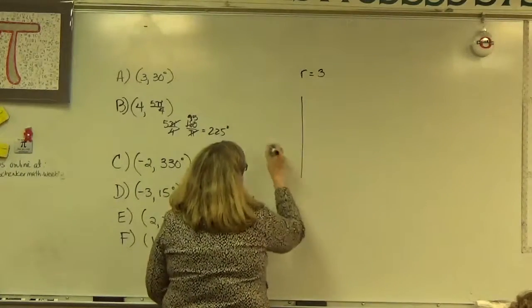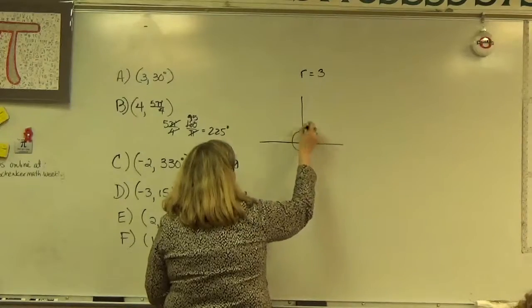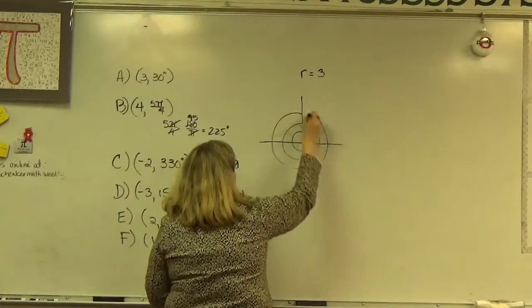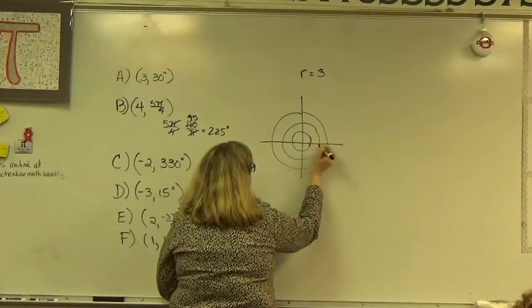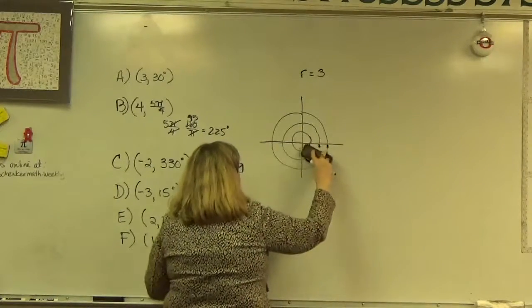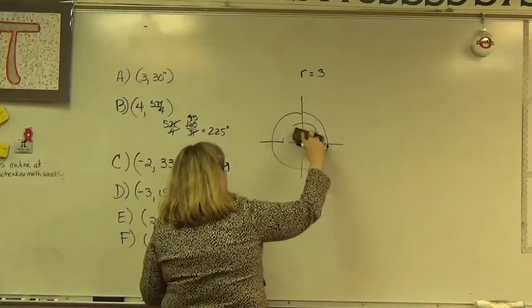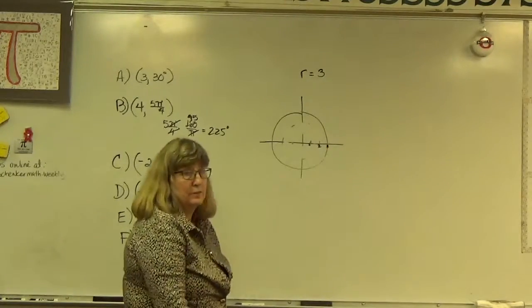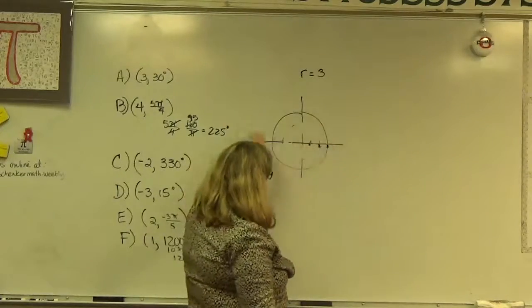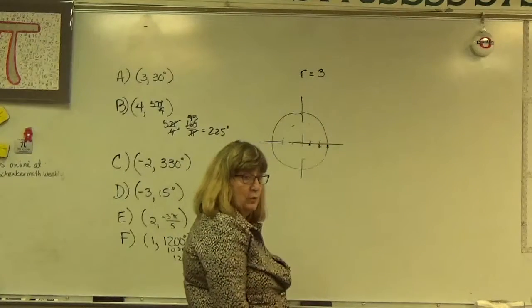Just draw the third circle. 1, 2, 3. So all I need is the third circle. 1, 2, and you really don't have to draw these 2 circles in between. You just need to let me know that the radius is 3. I just did that for emphasis. So you go out 3 units and make sure it's 3 north, south, east, and west.